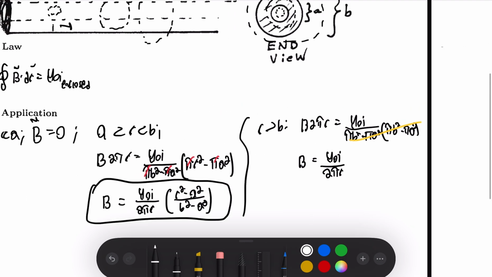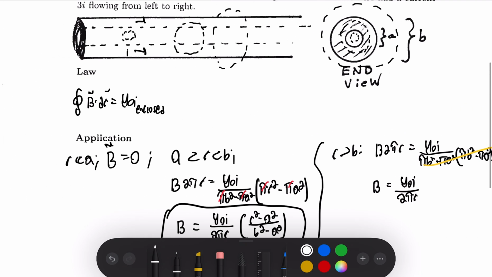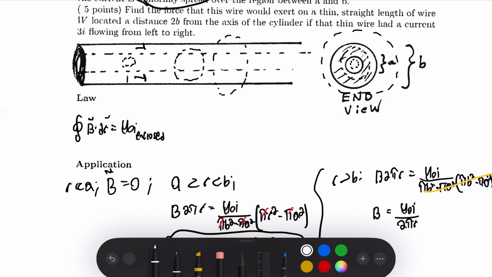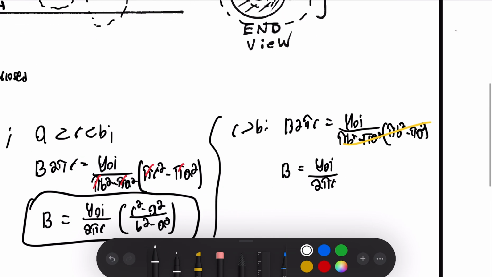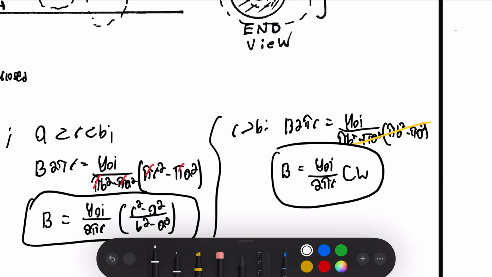And then if it did ask you for the direction, I don't think this one did in particular, like on the answer key, but if it did, you put your thumb in the direction of the current. So like it's pointing to the right. The way your fingers curl is the direction of the magnetic field. So then all the magnetic fields will be clockwise in this case. So that's how you determine the direction.